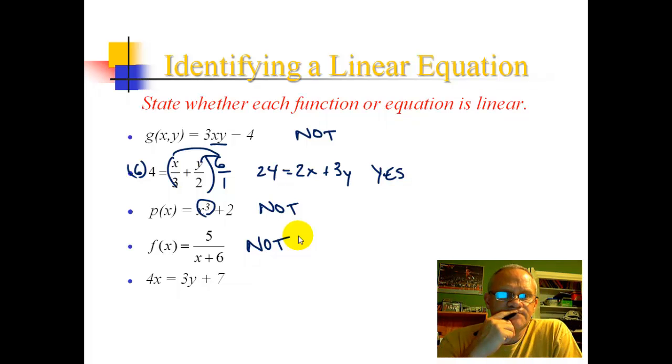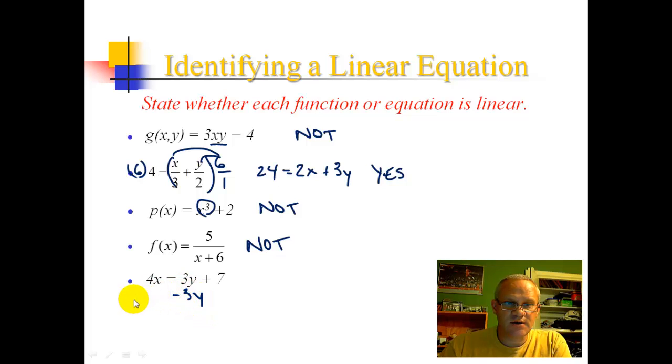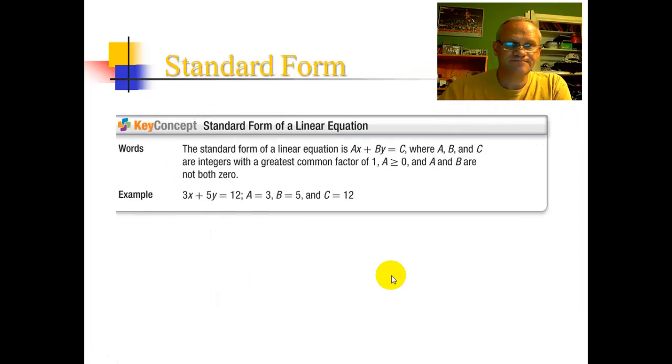And then this one, you might think, well, I don't really notice anything that makes it not linear, but it's not in standard form and it's not in slope-intercept. The key is, as long as you can get it into one of those forms. And so in this case, what I could easily do is go minus 3y, minus 3y. So now I have 4x minus 3y equals 7. That's in standard form. So this is linear. Okay? A few examples there.